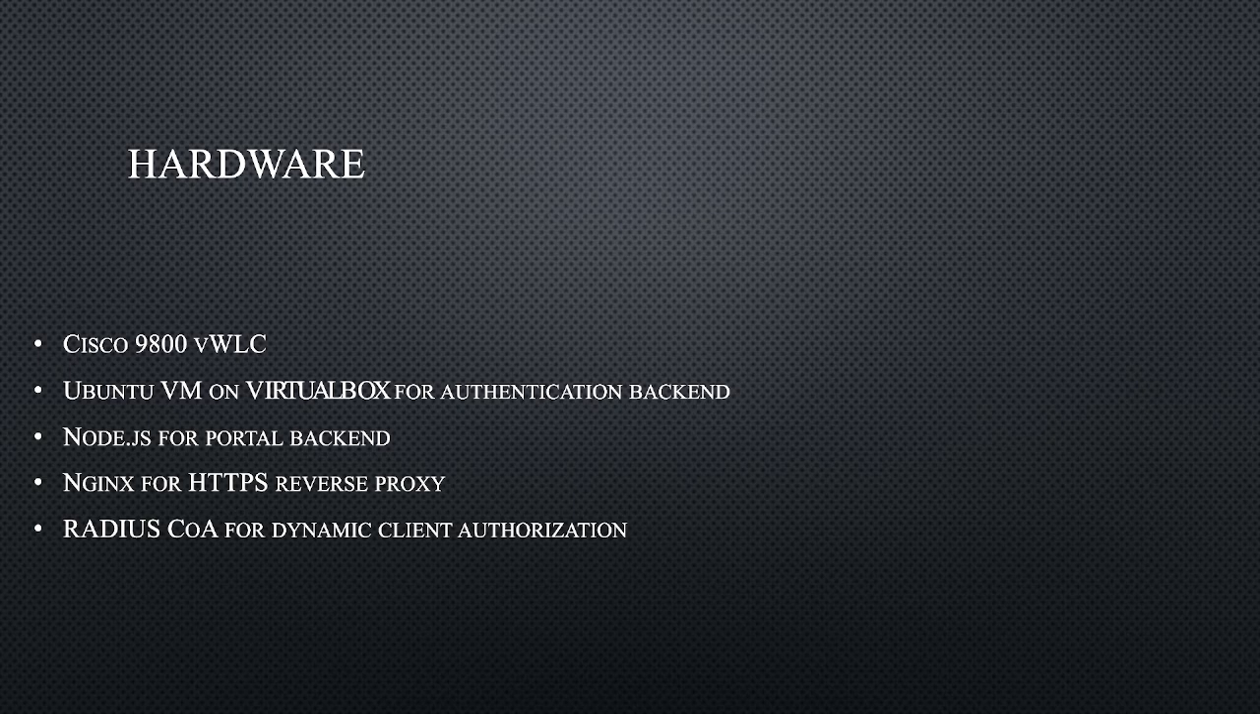So next I want to talk about the hardware that I used. Obviously, as I mentioned before, the Cisco 9800 virtual WLC. And then for the SMS authentication backend, I got an Ubuntu VM running on VirtualBox to satisfy that. And then for the portal's backend, I use Node.js within Linux. And then for the HTTPS reverse proxy, I used Nginx. I'm not sure if I'm fully pronouncing that right. And then for dynamic client authorization, I ended up going with RADIUS CoA.